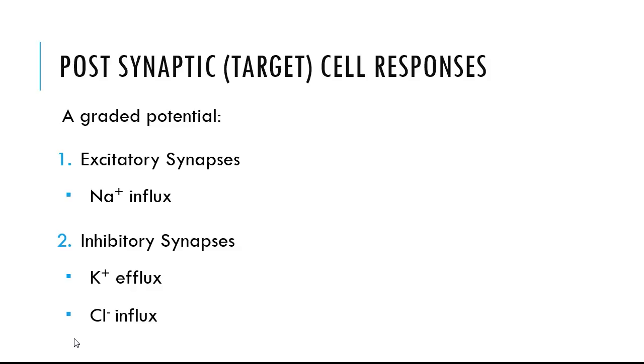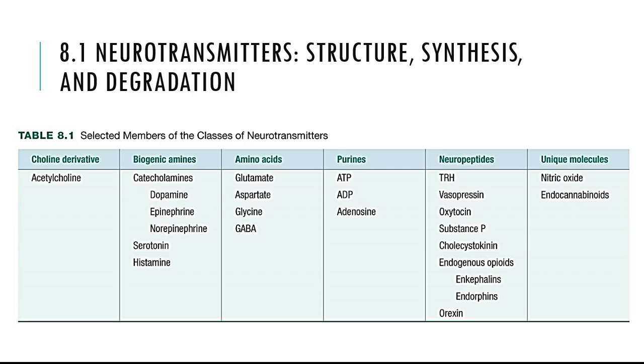Now we're going to go from the more generic terminology and look at some specific neurotransmitters and specific receptors. Instead of just saying neurotransmitter, we'll say acetylcholine, serotonin, dopamine, and etc. Table 8.1 summarizes some different neurotransmitters based on their chemical makeup. So chemically, structurally, we can look at some neurotransmitters and call them choline derivatives. So acetylcholine comes from choline.